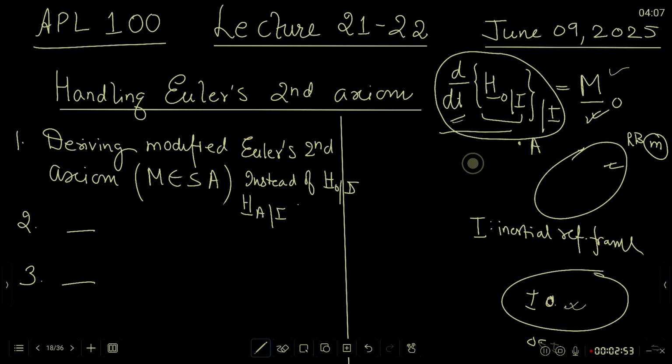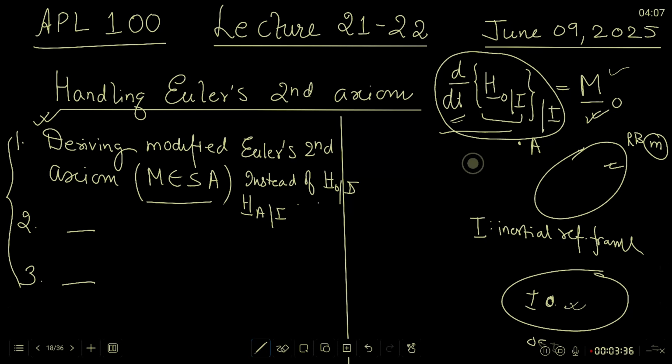And thus I was telling you in the last class there are three things we will learn before we reach a position of solving Euler's axiom for some problems of interest. The first thing that we have to learn is to derive a modified form of the Euler's second axiom, which I refer to using this acronym MESA, Modified Euler's second axiom.